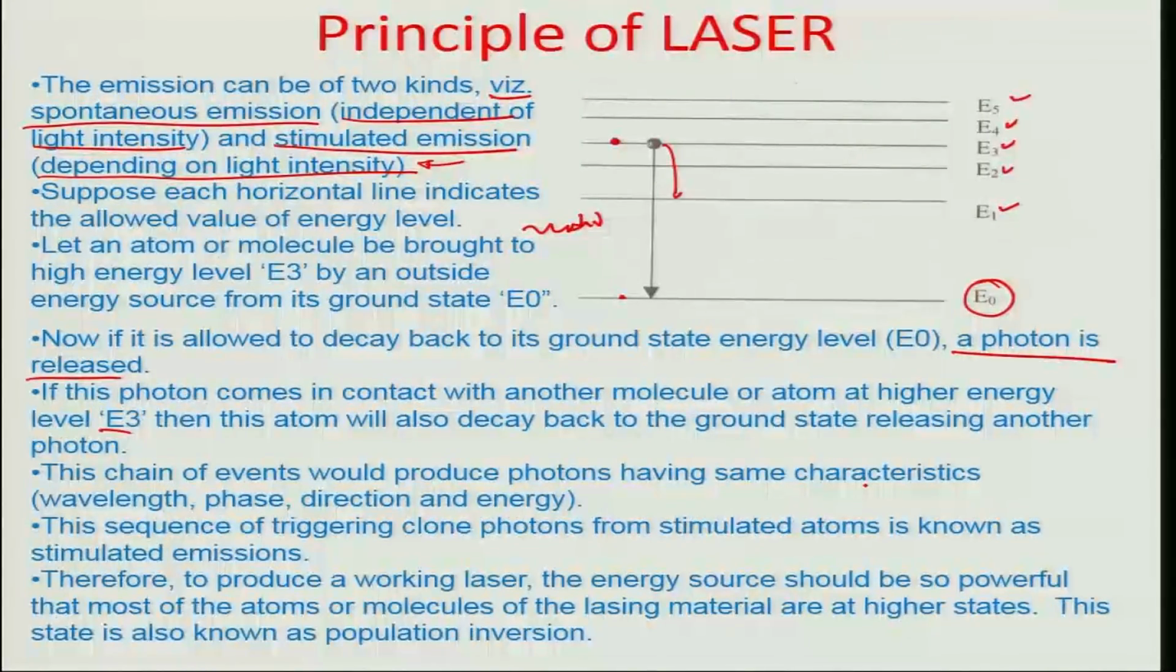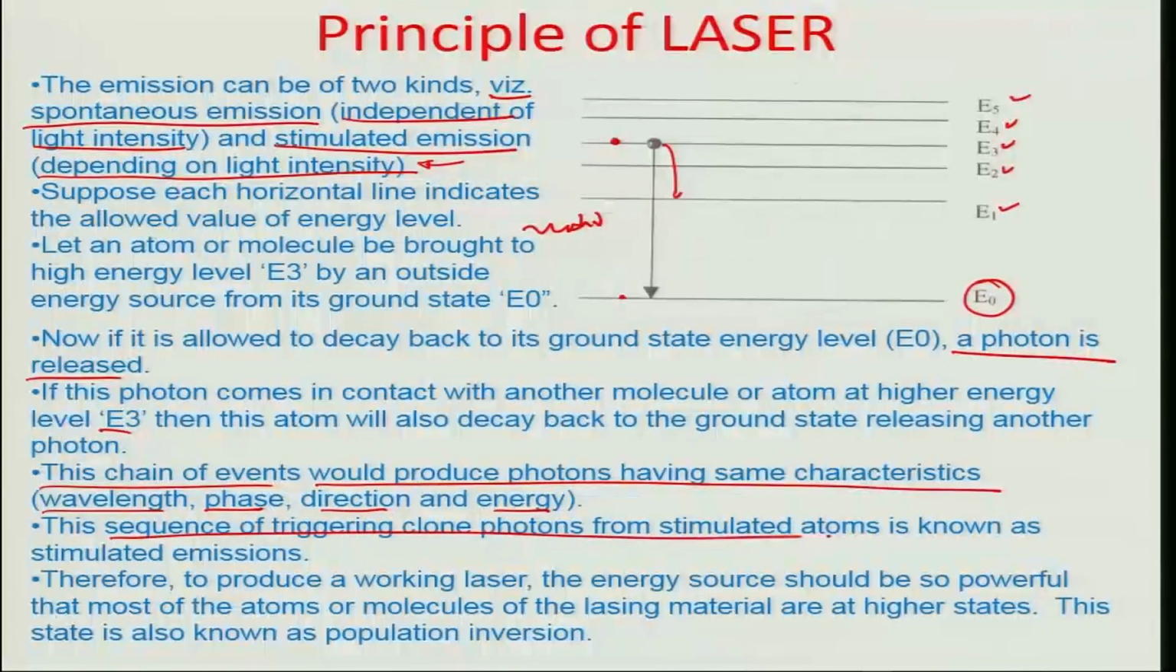So this chain of events would produce photons having the same characteristics, that means wavelength same, phase same, direction and energy same. The sequence of triggering clone photons from stimulated atoms is known as the stimulated emission, basically. So it is a cascading which happens because this energy has suddenly been emitted and it hits upon many such states which are already at E3, okay, where all of them will emit together. And this is a difference between a spontaneous emission, the one event here which is happening, and the cascading event which is going on, called the stimulated emission.